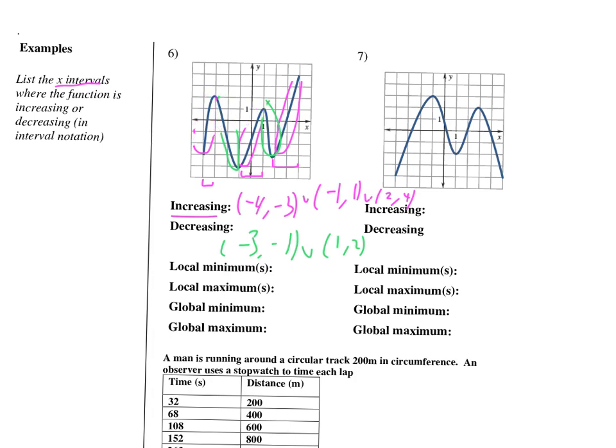All right, I'm going to clear this off so we can then look at the local maxes and the local mins. So a local max is a point that's higher than all the other points to the right and to the left of it. So it's really always kind of the top of a hill. So our local maxes are right here and right here.